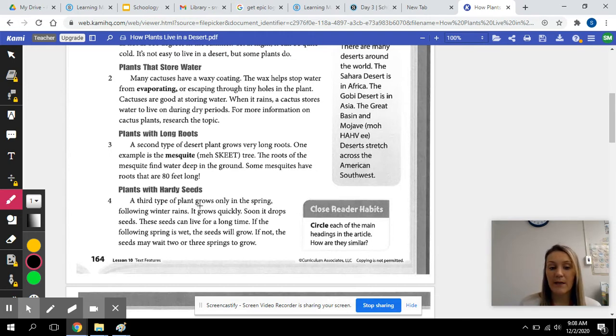A third type of plant grows only in the spring, following winter rains. It grows quickly. Soon it drops seeds. These seeds can live for a long time. If the following spring is wet, the seeds will grow. If not, the seeds may wait 2 or 3 springs to grow.